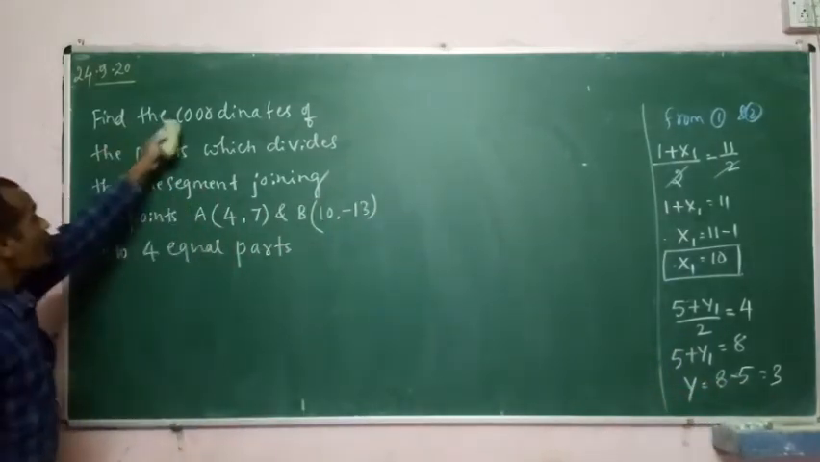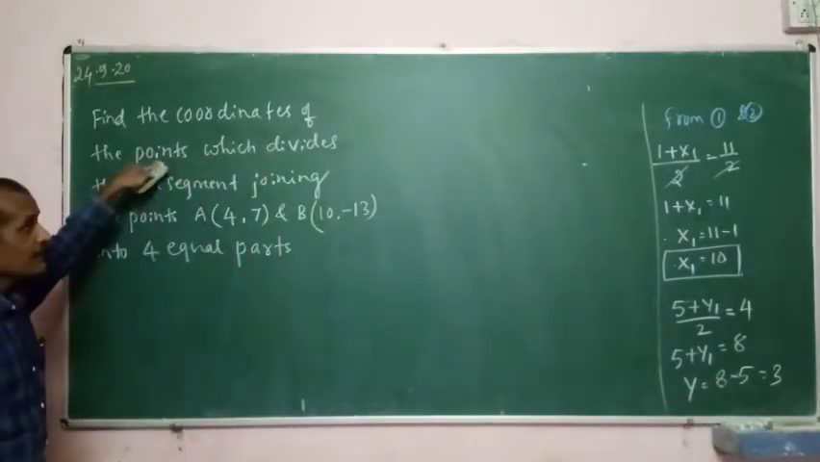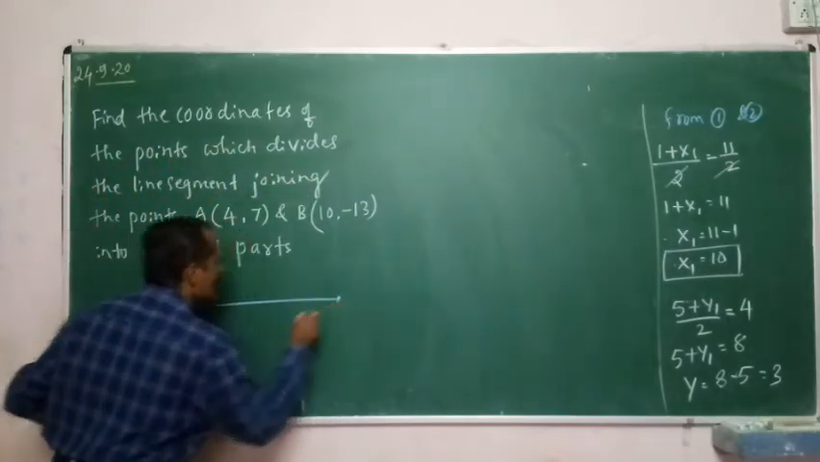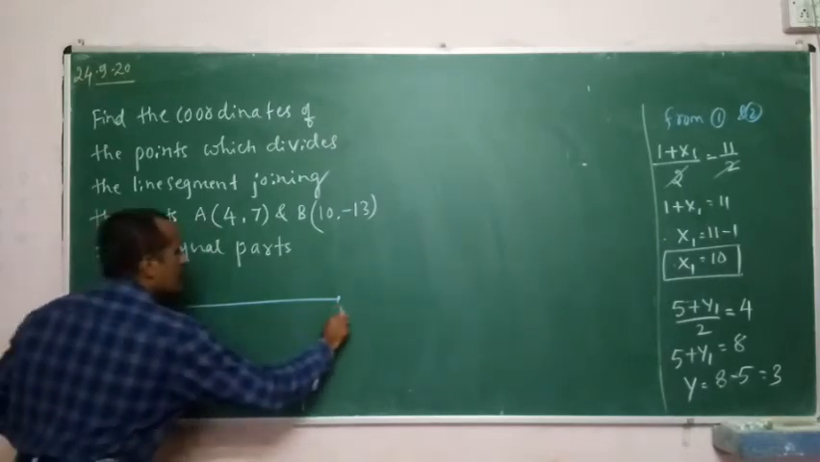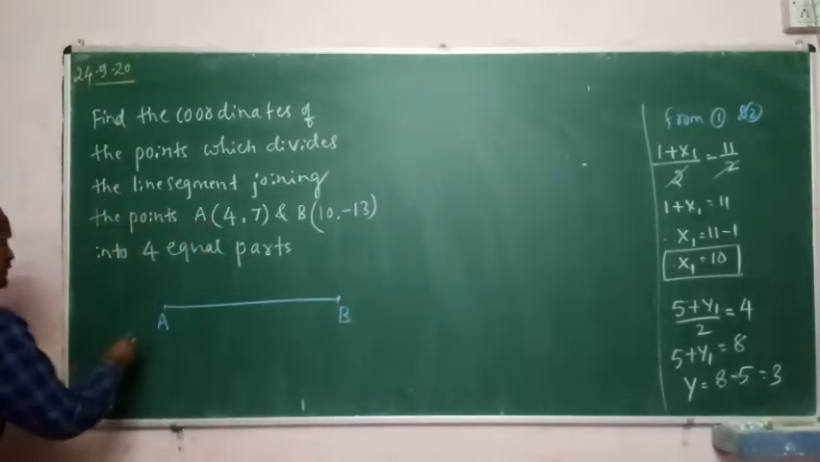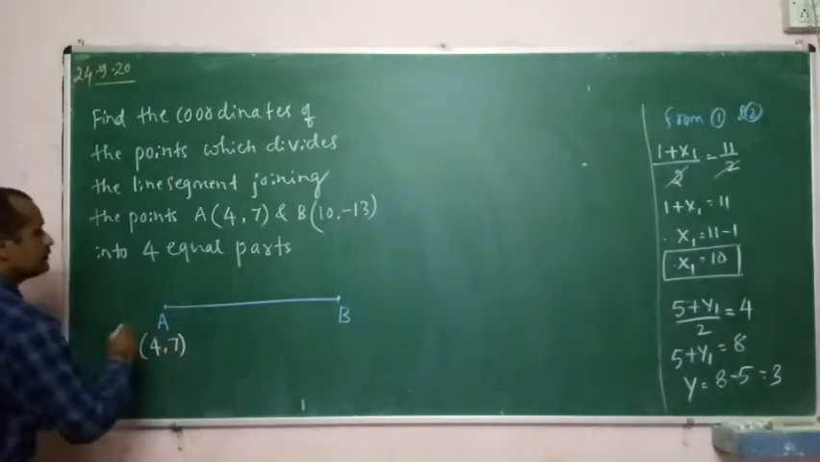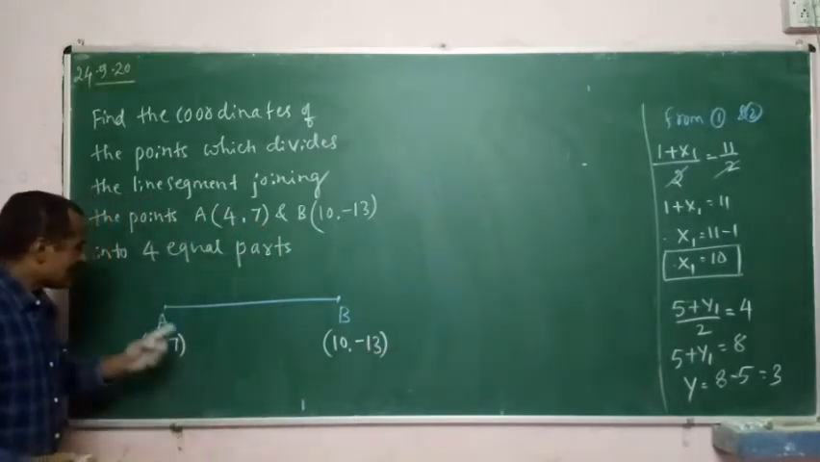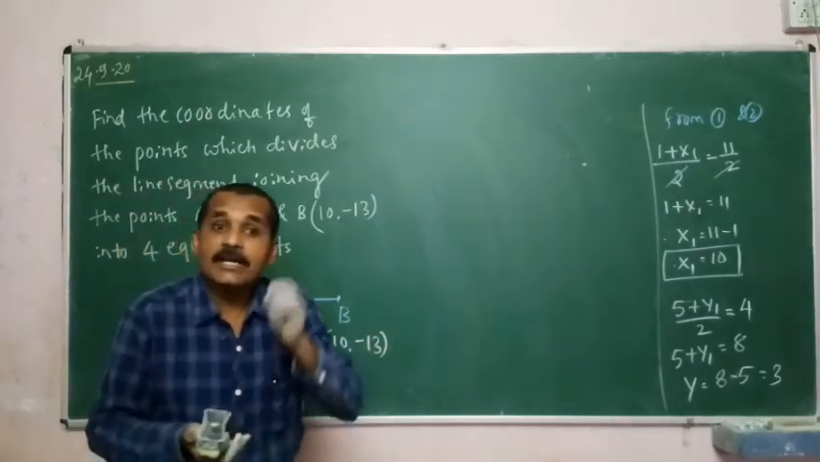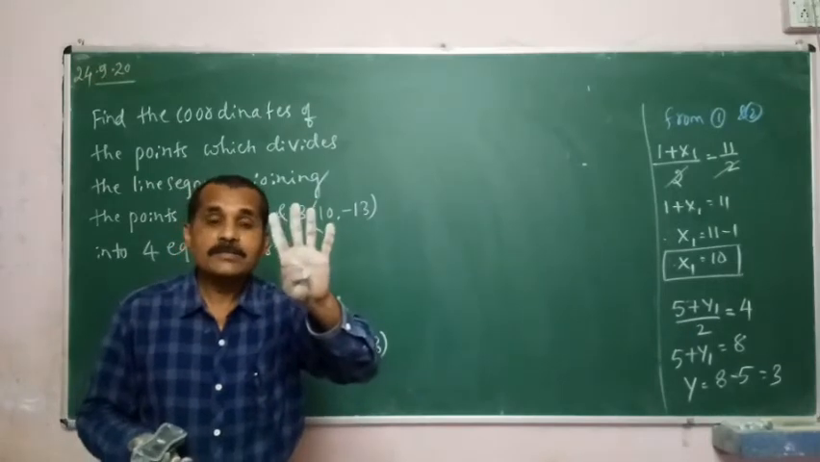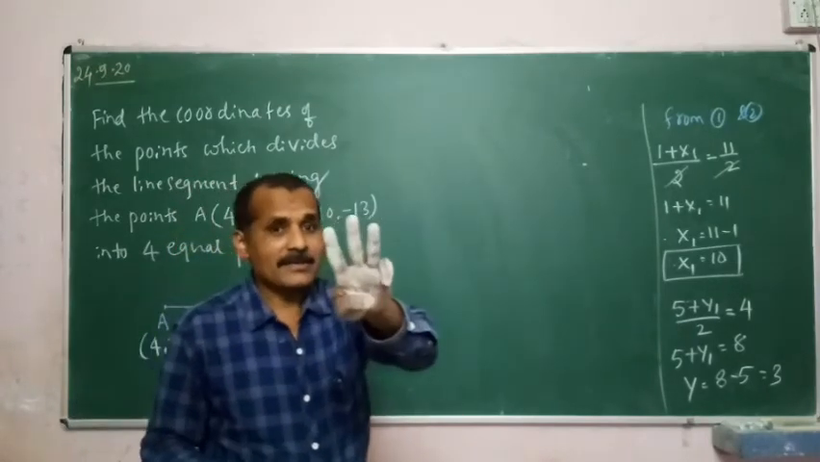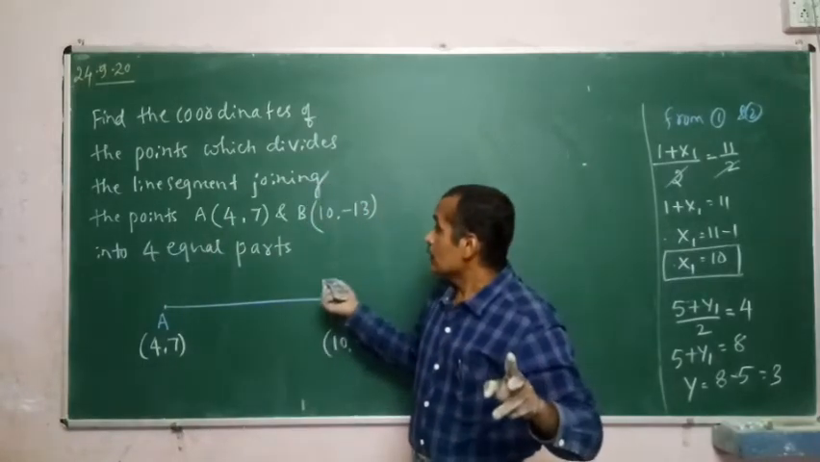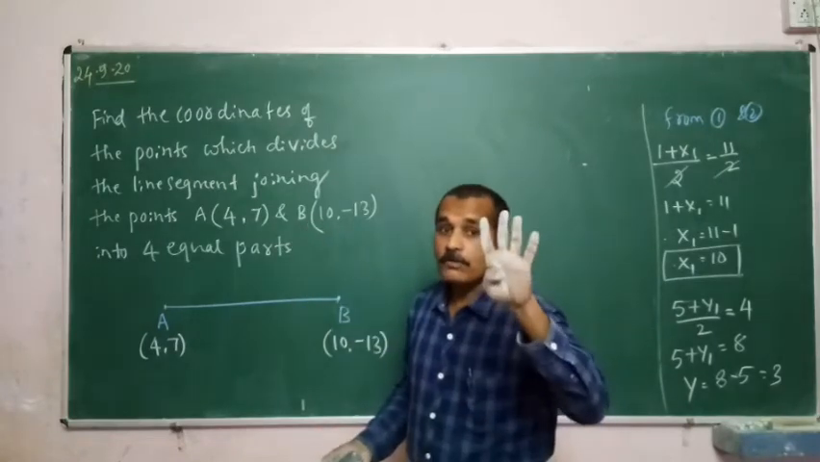Now, find the coordinates of the points which divide the line segment joining the points. Here is a line segment AB, whose coordinates are say (4, 7) and (10, -13). See, this line segment is divided into 4 parts. Earlier 3 parts were trisecting. Trisect means 3 equal parts. Now, this line segment is divided into 4 equal parts.